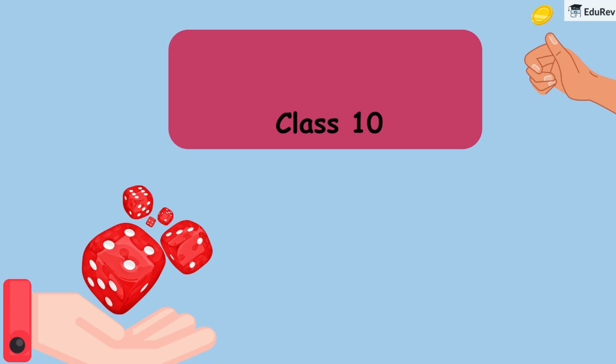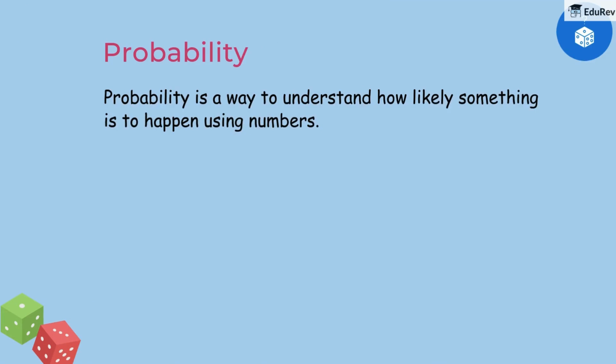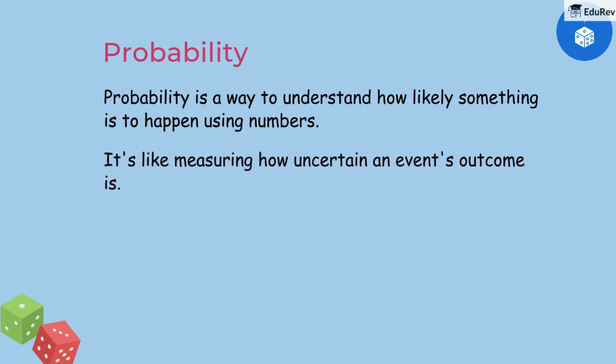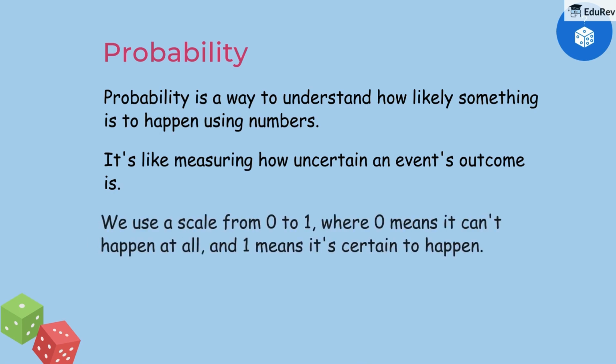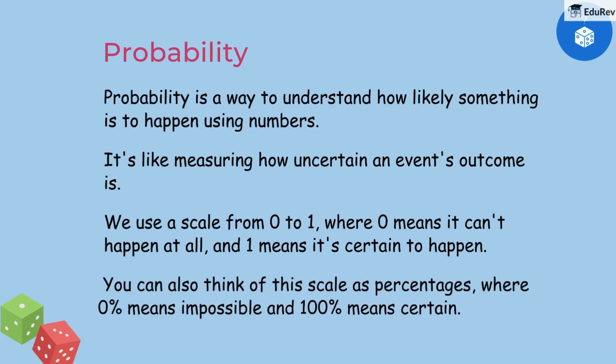Hello students, today we are going to learn the topic probability. Probability is a way to understand how likely something is to happen using numbers. It's like measuring how uncertain an event's outcome is. We use a scale from 0 to 1, where 0 means it can't happen at all, and 1 means it's certain to happen. You can also think of this scale as percentages, where 0% means impossible and 100% means certain.